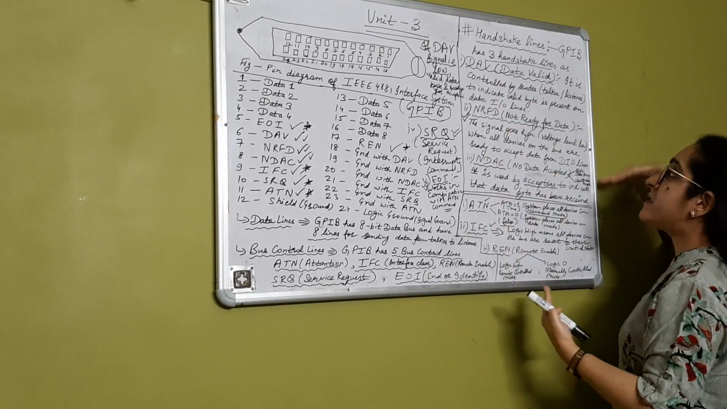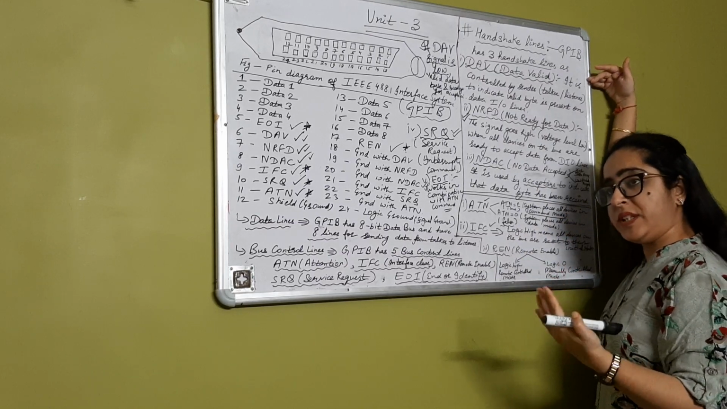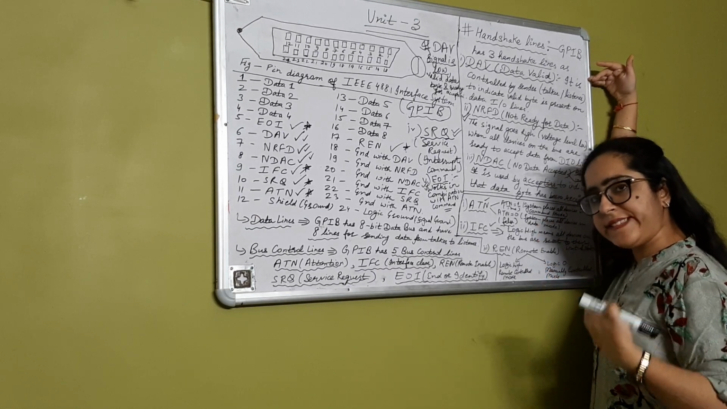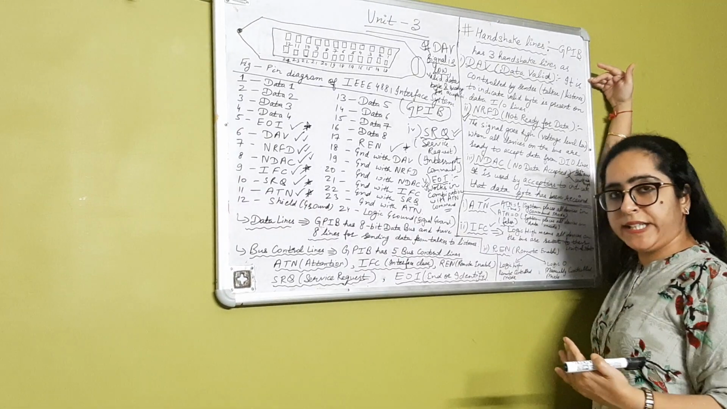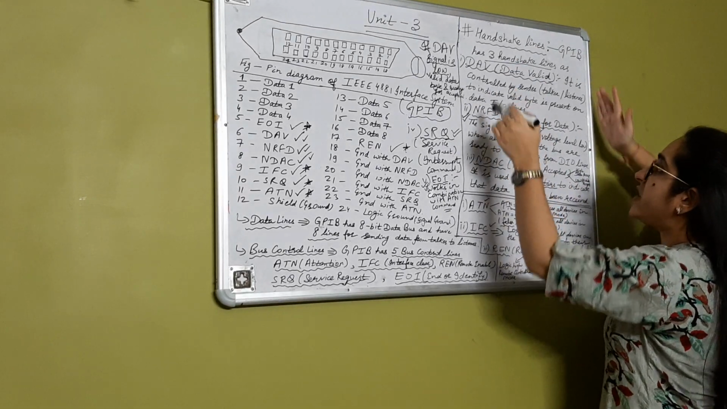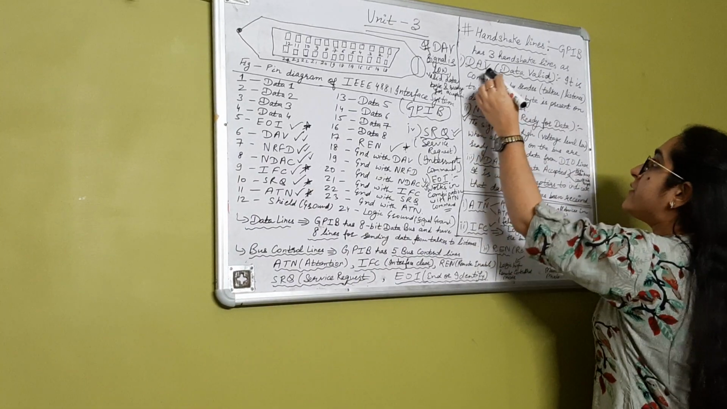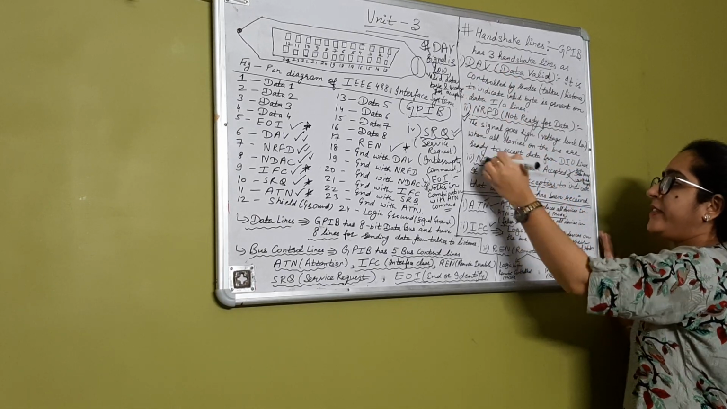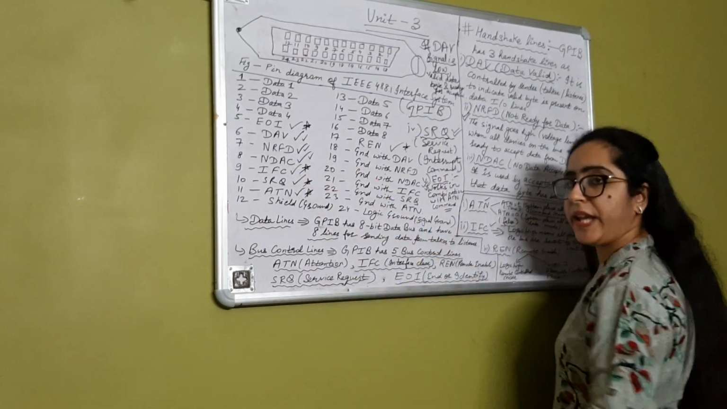Then handshake lines. The handshake operation is done between the talker and the listener: when data has been transmitted and the listener has received it, it acknowledges, yes, I have received the data, then the next set of data will be placed on the data bus line. So in this way, the handshake lines are used so that data transfer can be done smoothly. This is performed with the help of the three lines, DAV, NRFD and NDAC, which are at pin numbers 6, 7 and 8.